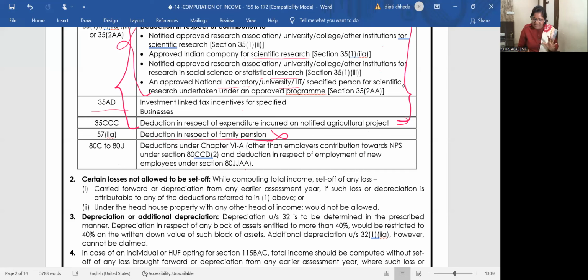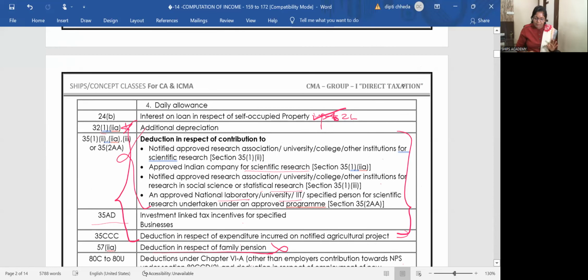So the last one says Chapter VI-A: the 80C 1,50,000 limit and 80U disabled person, nothing will be allowed except employer's contribution to national pension scheme, 80CCD(2), 1,50,000 or 10% of the salary and all, and employment. Only these two will be allowed. Done. So here we complete the list.